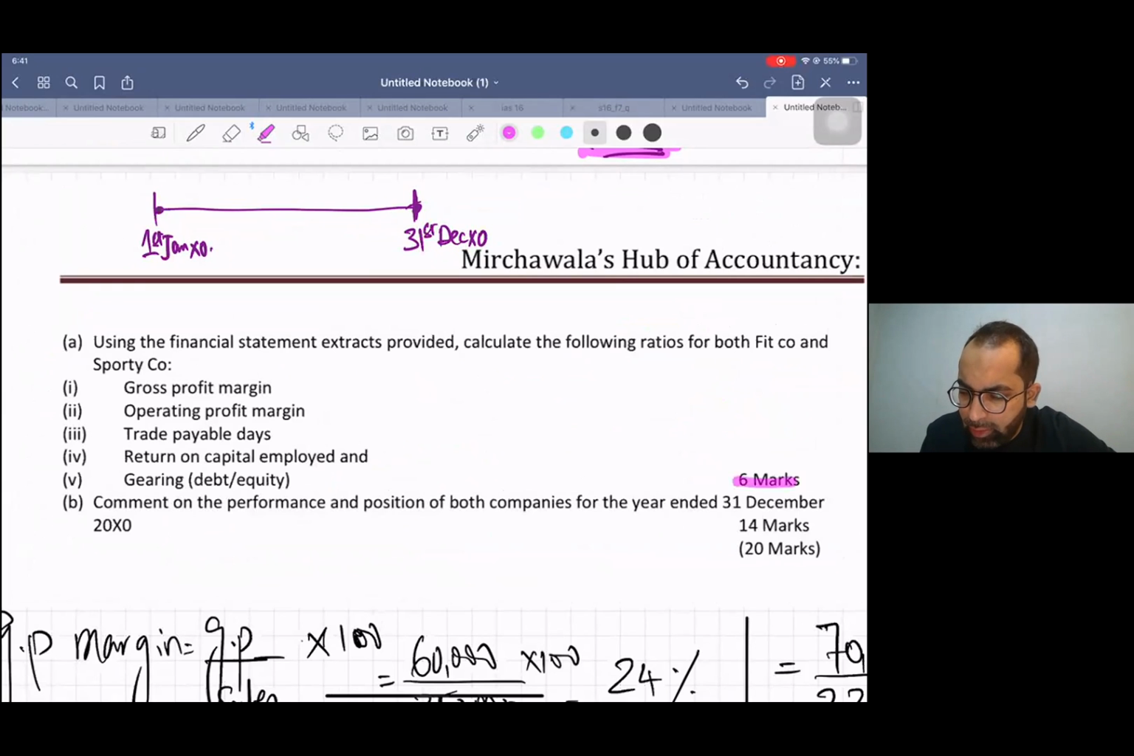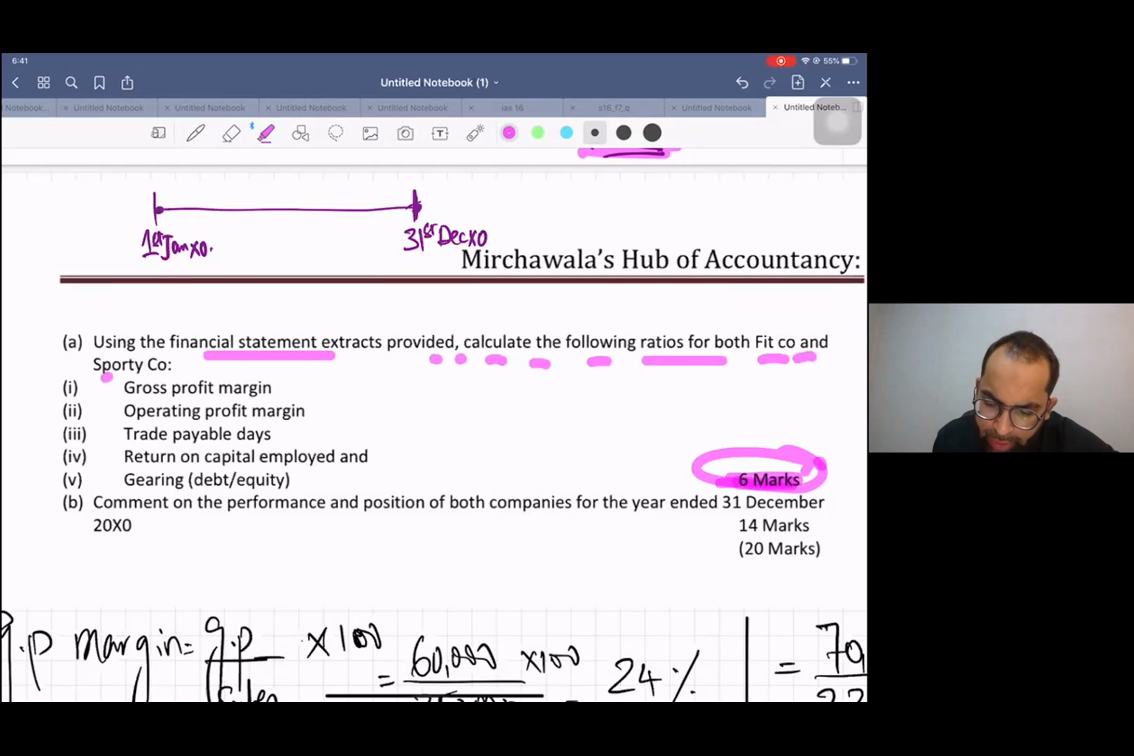Now listen, the first 6 marks: use the financial statement extract provided, calculate the following ratios for both Fit and Sporty. You need to compute GP margin, operating margin, trade payable days, ROCE, return on capital employed, right? And gearing with debt equity, debt upon equity.